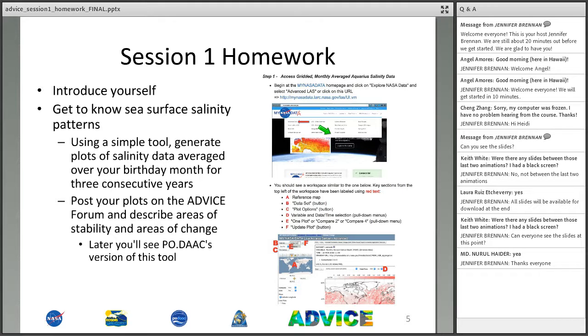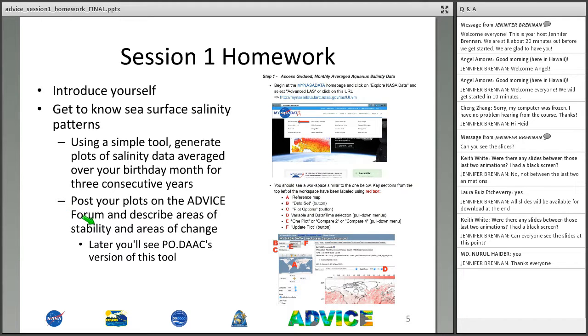You've seen Tony talk a lot about what you see in sea surface salinity patterns, but what we're going to do is have you use a very simple tool to generate plots of salinity data averaged over your birthday month for 3 consecutive years. You're going to be using a tool called Live Access Server, LAS, and there's a version from My NASA Data. It doesn't have all the Aquarius data, it only has monthly averaged Aquarius. So it will be pretty simple for you just to find your birthday month, average the data, look at 3 consecutive years, and then post those on the wiki, on the forum, and then talk about them.